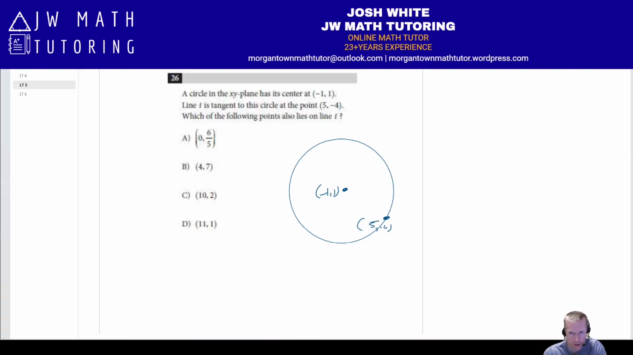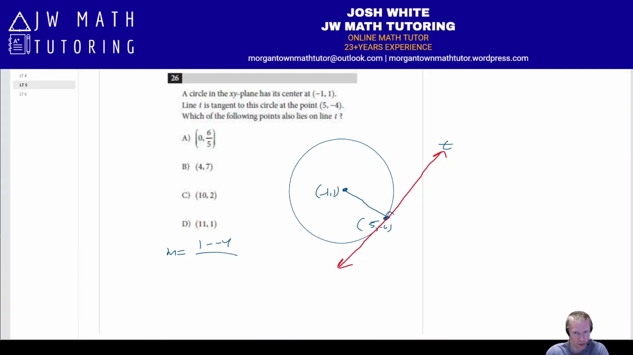So if you're going to draw a line which is tangent to the circle, it's going to look something like this. And they want to know which of these points is going to be on this tangent line. This is line T. There are multiple ways that you could do this. First thing I would do is draw the radius here from the center to the point of tangency, and find the slope between those 2 points.